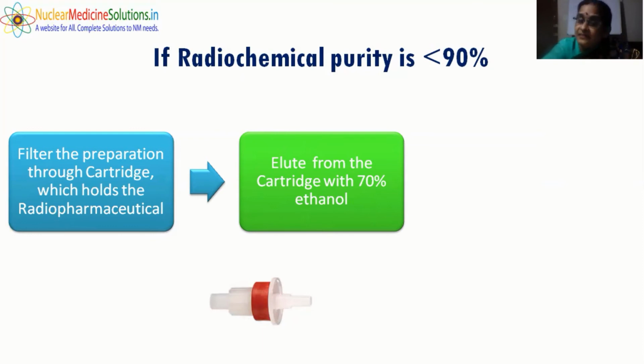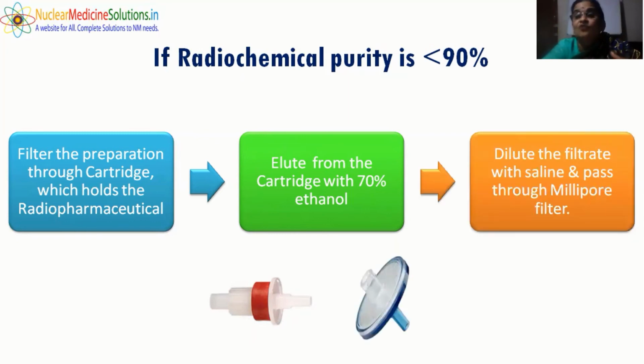Still, this ethanol cannot be injected into the patient's body, so you have to dilute it with saline and pass it through a millipore filter so that it becomes sterile, and then you can use it as a patient injection. So this is how you can still use it, although the yield becomes lesser, as at every step you are going to lose some activity and time, but you can still get a pure fraction which can be used for the patient.